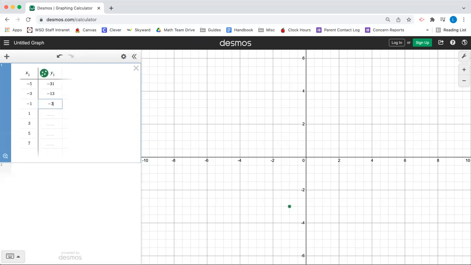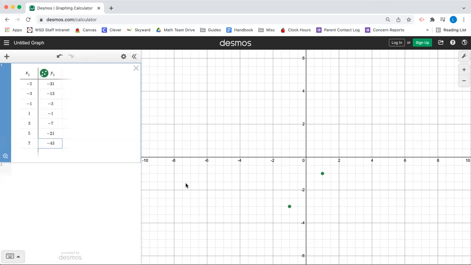As you can see here, the point -1, -3 has appeared on our graph right there. You can click on it and it will tell you what the point is. And the point 1, -1 has also appeared. Now, we have our points graphed, and we're going to go ahead and take a look at what the approximate shape of this graph looks like to see if we can predict what type of function it is.